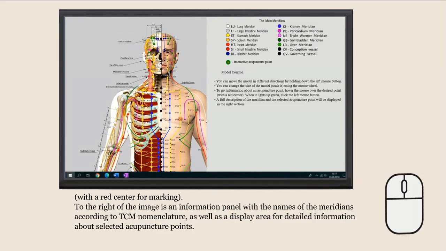The set includes 3 anatomical medical illustrations of the human body, including skeletal and nervous systems, with overlaid meridian pathways and acupuncture points, in front, side, and rear views.